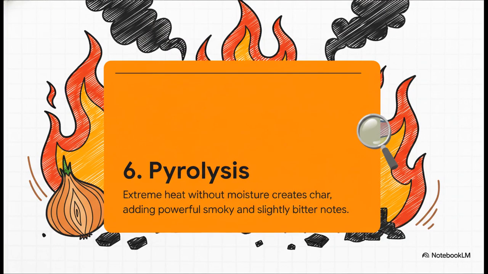And finally, at the very far end of our spectrum, you get pyrolysis. This is basically controlled burning. It happens when you hit the onion with extreme heat and there's no moisture left. This process creates char, and it adds this powerful, smoky, slightly bitter edge that you just cannot get any other way.